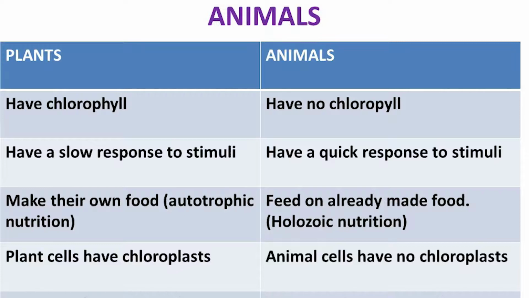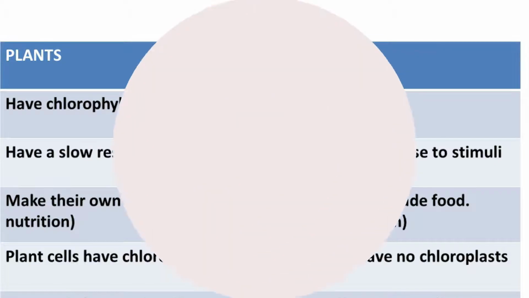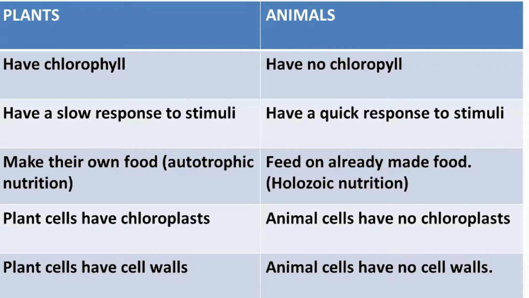We can find some other ways of phrasing this difference. We can say plants feed autotrophically while animals feed holozoically. Or we can say plants undergo autotrophic nutrition while animals undergo holozoic nutrition. When we look at the plant cells and the animal cells, plant cells have chloroplasts while animal cells have no chloroplasts. Then plant cells have cell walls while animal cells have no cell walls. So the plant cells are protected by the cell walls while the animal cells simply have cell membranes.